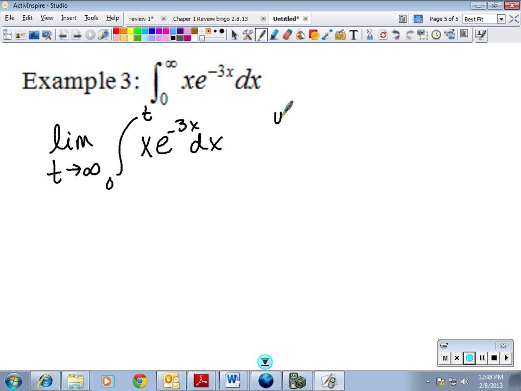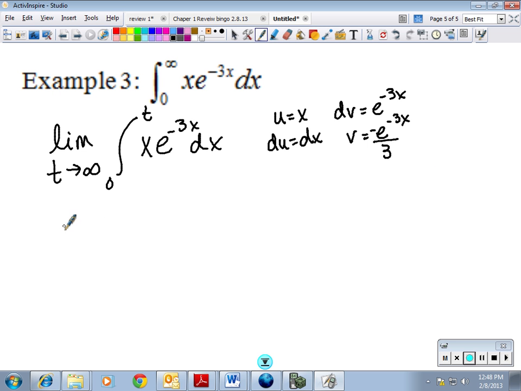So if I let my u be x and my dv be e to the negative 3x, then my du is going to be dx, and my v will be negative e to the negative 3x over 3. Okay, so ultraviolet minus voodoo.